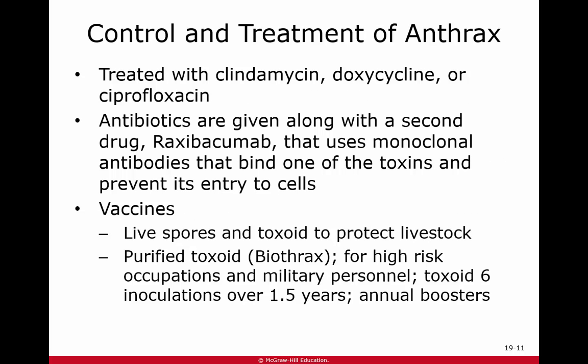How do we control it? We treat it with clindamycin, doxycycline, or ciprofloxacin. Sometimes you get another drug, and pronunciation here is difficult, so bear with me. Raxibacumab. And it's trying to use some antibodies that will bind to the toxins to keep it from entering the cells. And there are vaccines for people that are at high risk, occupations, or military personnel.